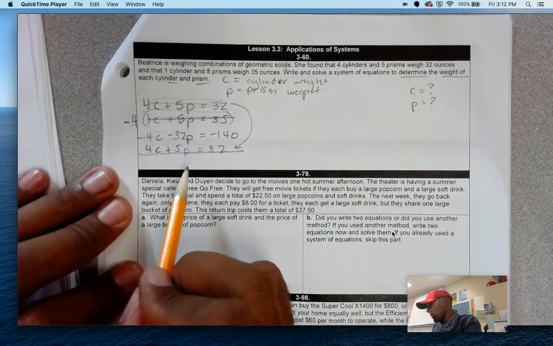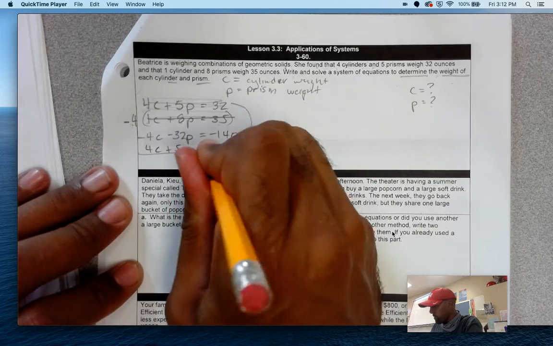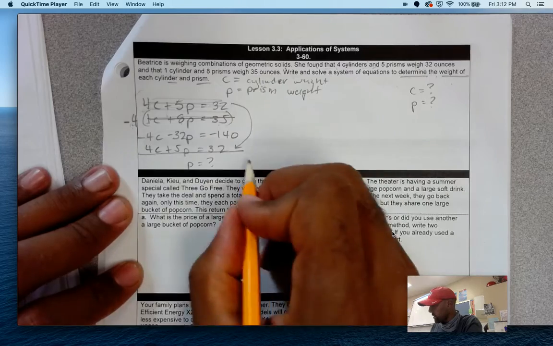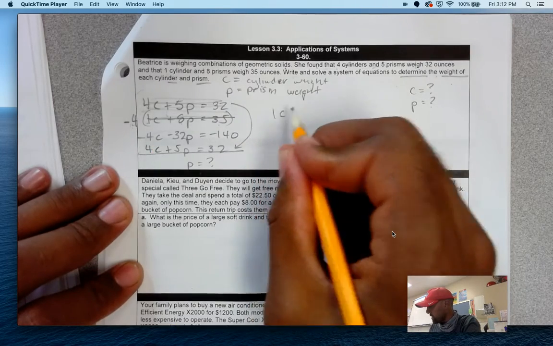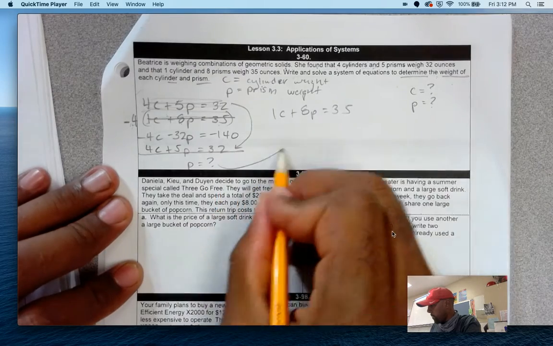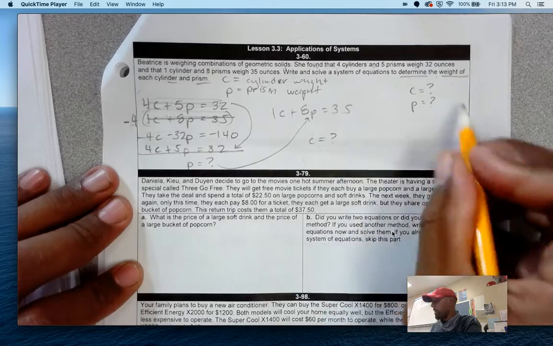So now it's time to eliminate. You're going to eliminate C, and then you're going to solve for P. So find P, and then take P and plug it back into one of these equations. I'll probably take this equation, the 1C plus 8P equals 35. I'm going to plug it in there, and then I'm going to find my C. And then that'll be my answer.